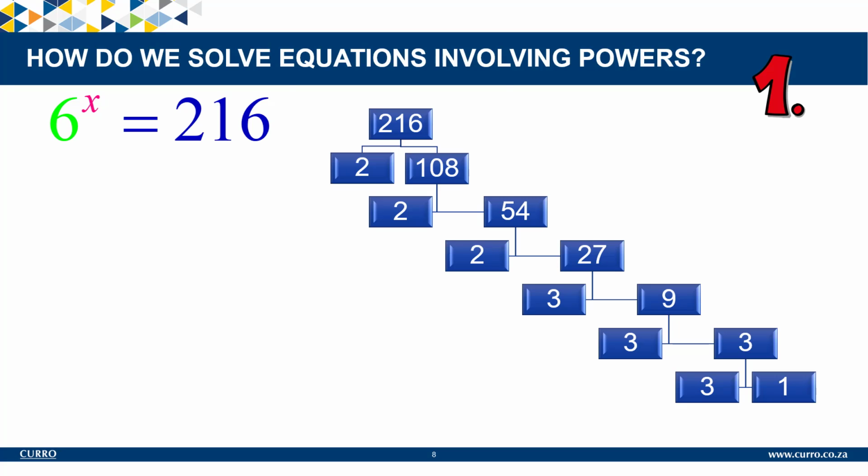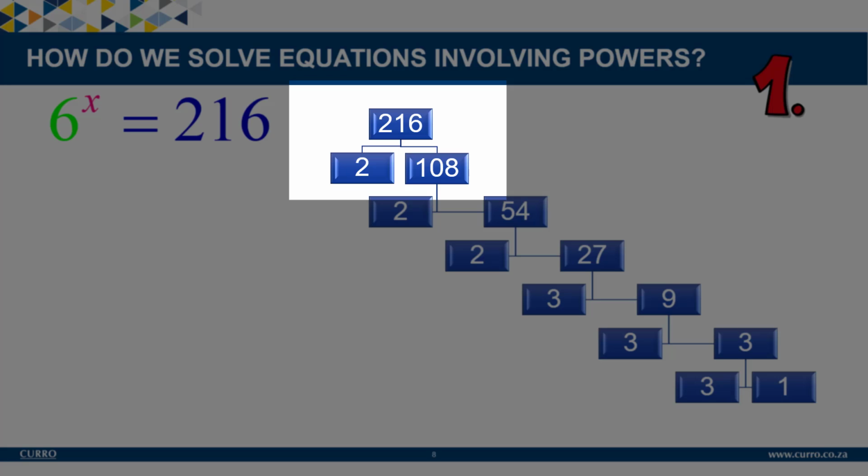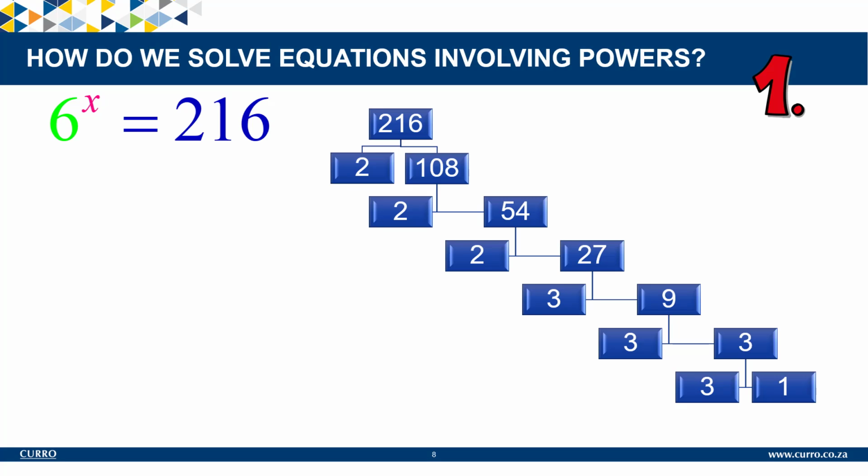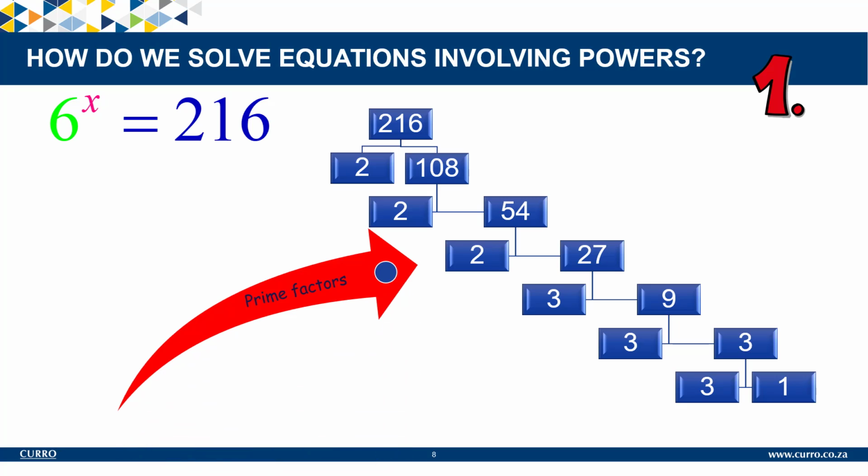2 goes into 216 108 times. We continue until we cannot use 2 anymore. 2 goes into 108 54 times. 2 goes into 54 27 times. Now we use the next prime number, which is 3. 3 goes into 27 9 times. 3 goes into 9 3 times. And 3 goes into 3 once. Now we've got our prime factors. So how can we use that?